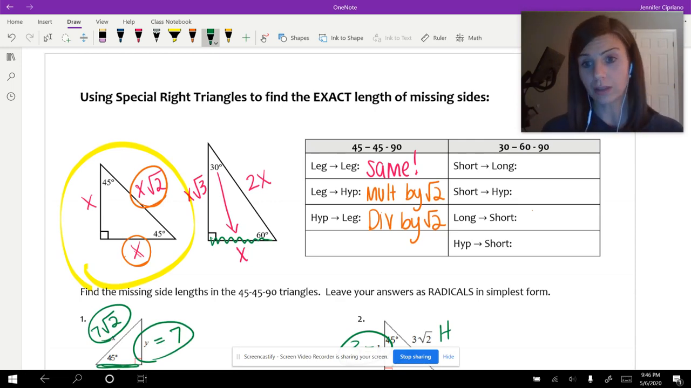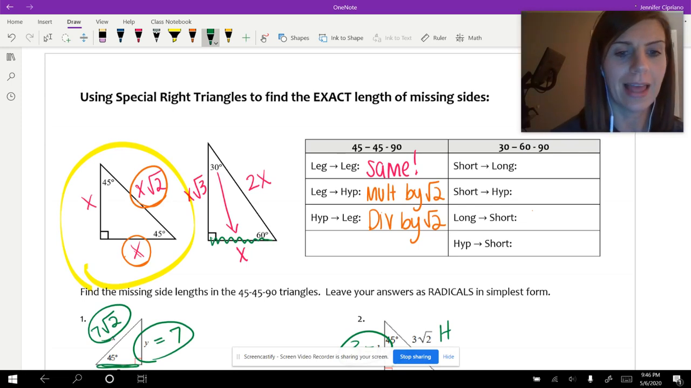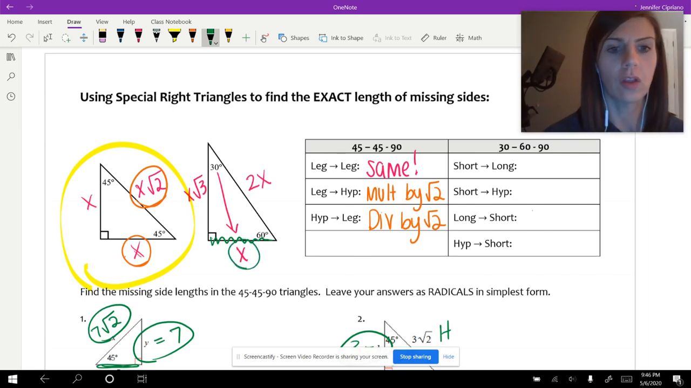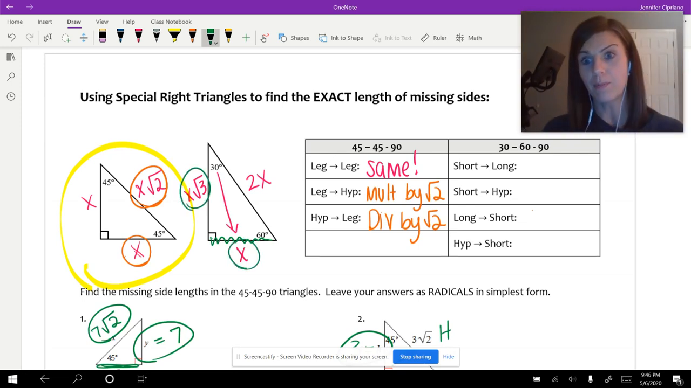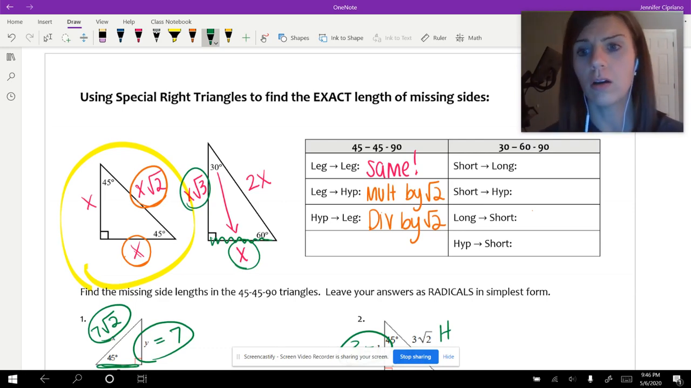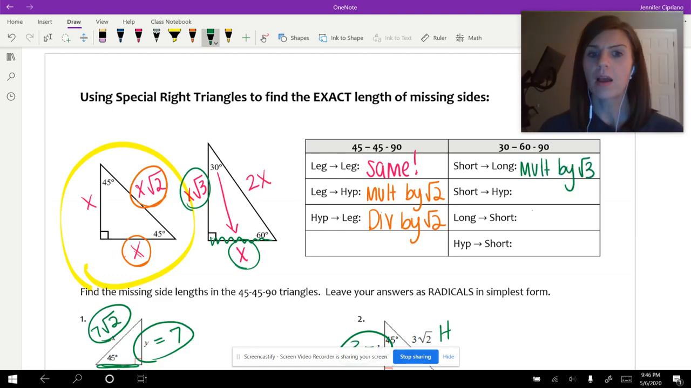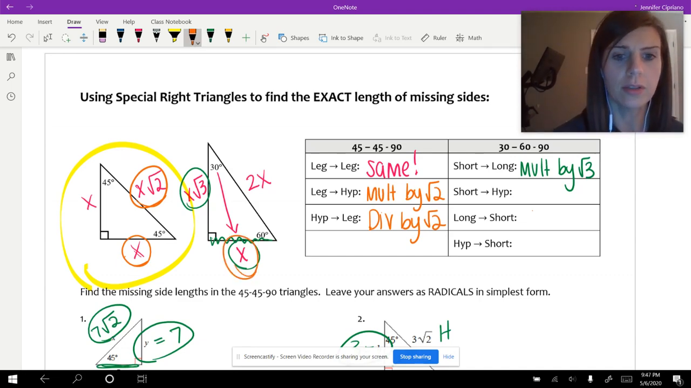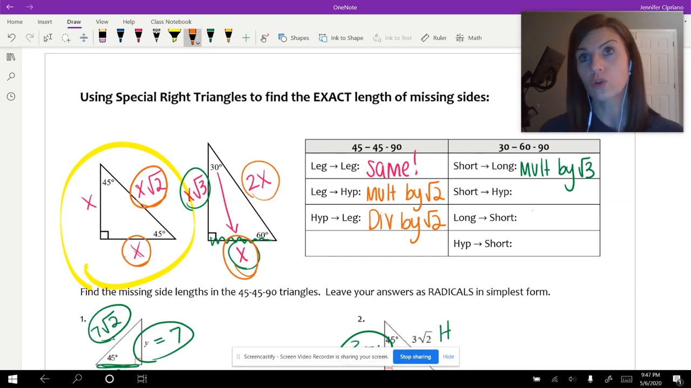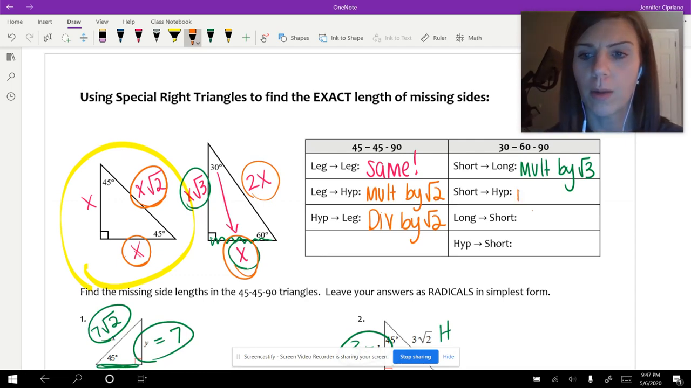So from the short leg, if the short leg is X, the long leg is that measurement times the square root of 3. So to go from short to long, we're going to multiply by root 3. Okay, to go from short to hypotenuse, the hypotenuse is twice the length of the short leg. So to go from short to hypotenuse, we're going to multiply by 2.